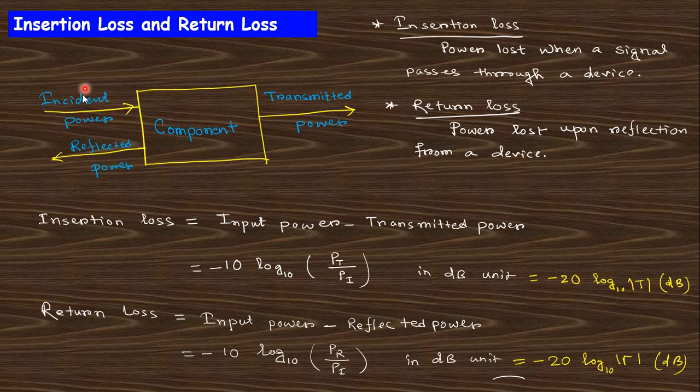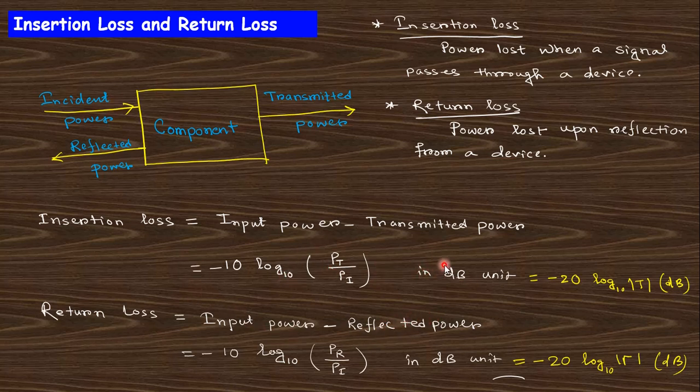This is the input power, and this is the transmitted power. If we take the difference, that is input power minus transmitted power, this is the insertion loss. When the power is inserted into this device, there is a loss, called input power minus transmitted power. And the return loss is the power lost upon reflection. When the signal is reflected, how much power is lost? That is the input power minus reflected power.